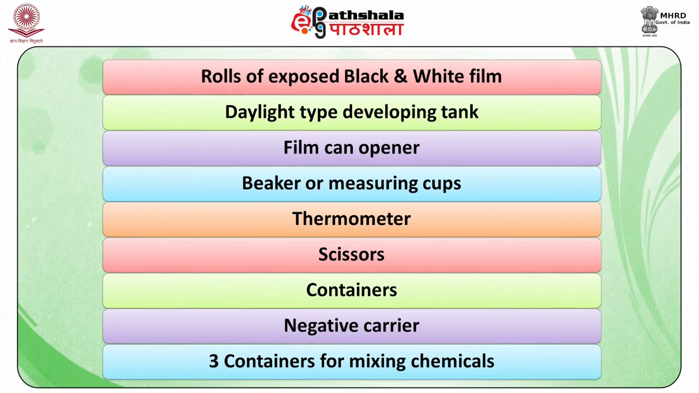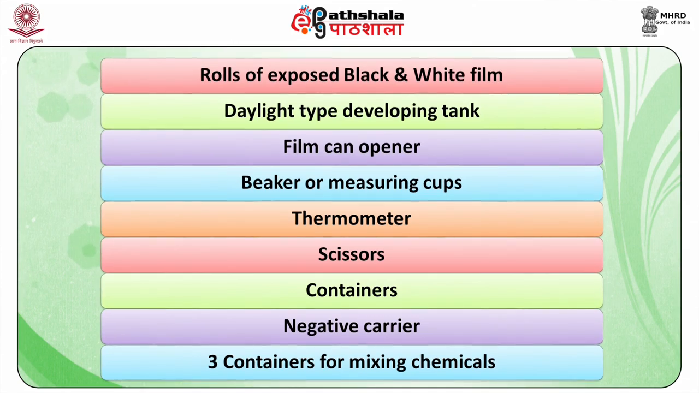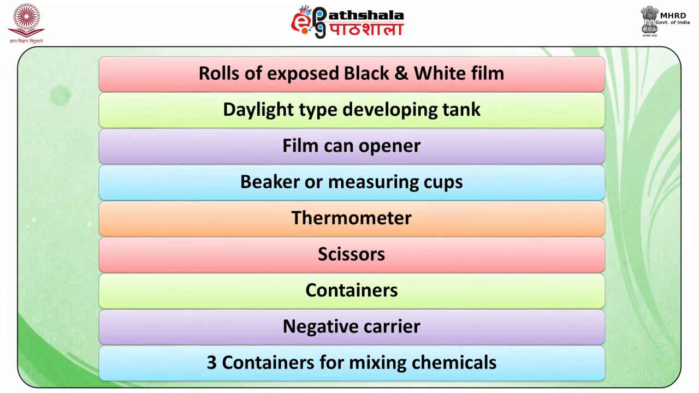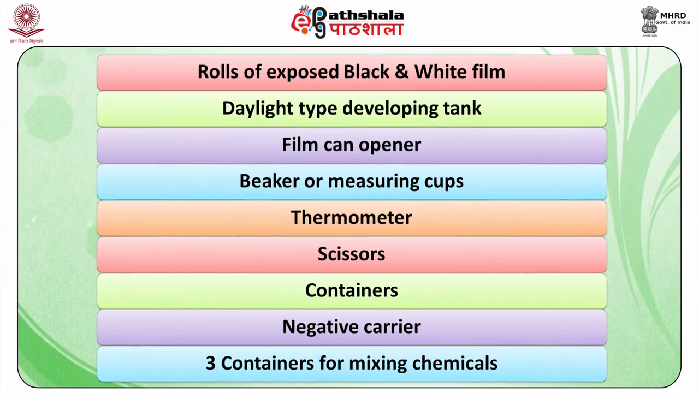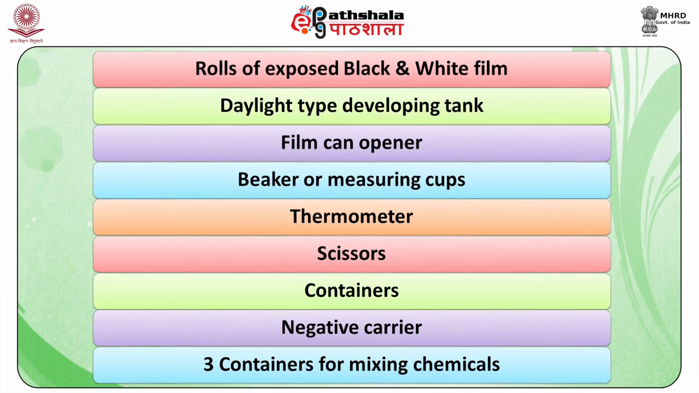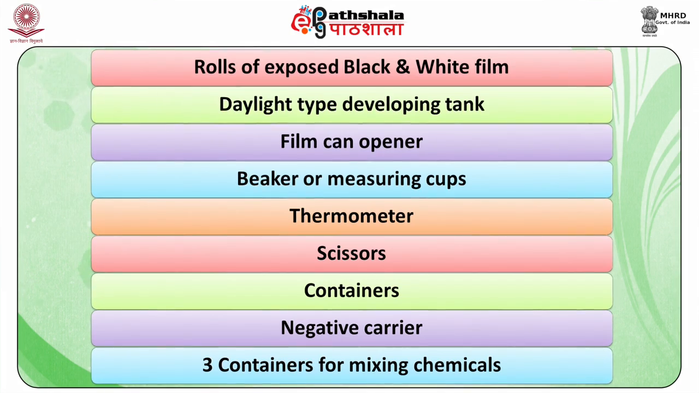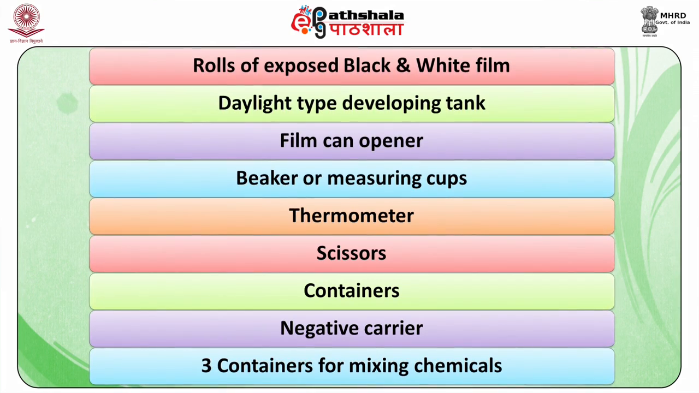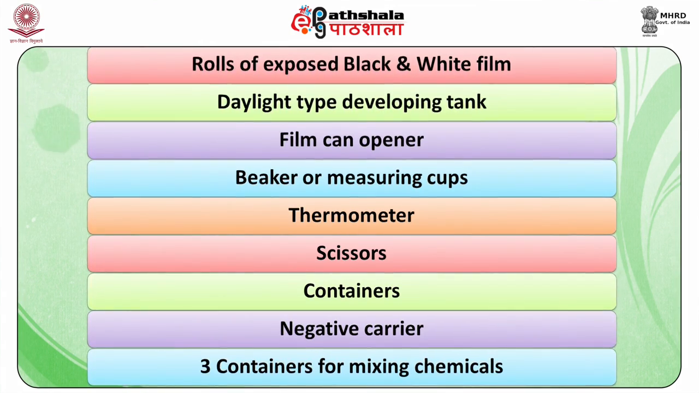The basic requirements for black and white processing. First is rolls of exposed black and white film. Daylight type developing tank. Film can opener. Beaker or measuring cups. Thermometer, scissors, containers, negative carrier and 3 containers for mixing chemicals.